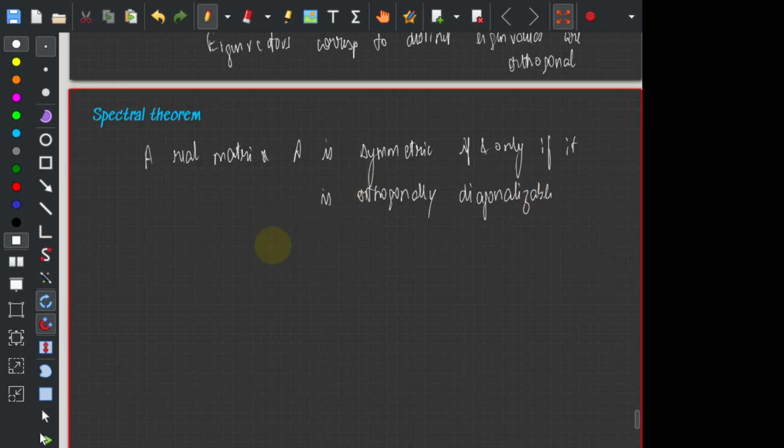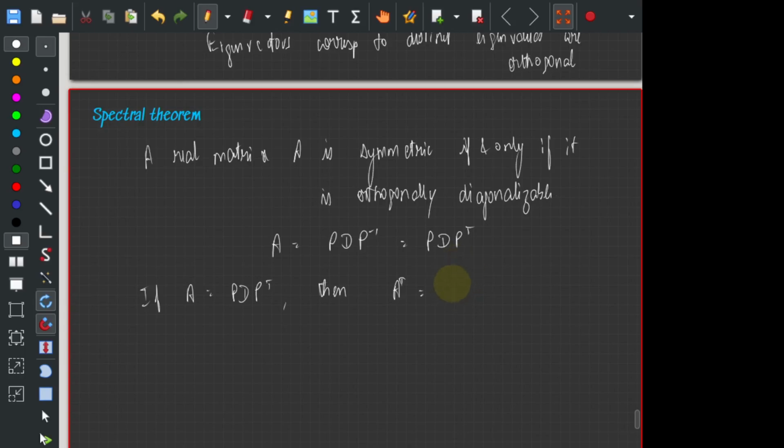In other words, I can write A as P D P inverse for some orthogonal matrix P. So if I can write it as P D P inverse, then what is P inverse equal to? If P is orthogonal, it's equal to P transpose. So firstly, let's try to prove the easy part. If a matrix is orthogonally diagonalizable, then what is A transpose equal to?